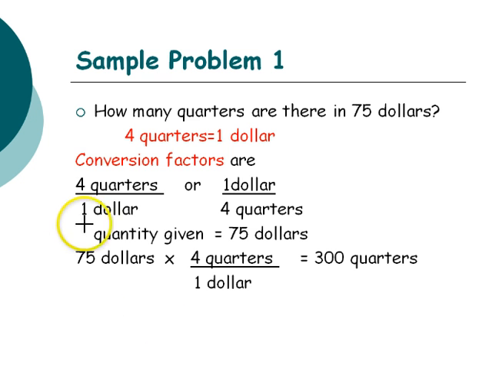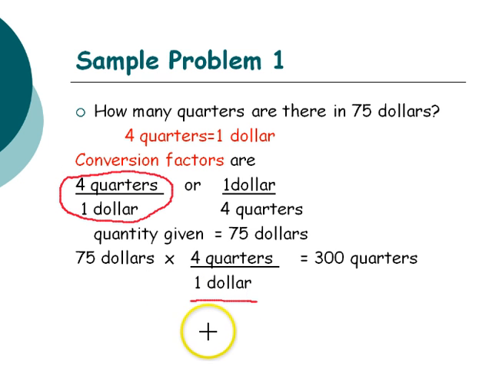Let me just circle it here. We wanted the dollars to cancel out, and so therefore, dollars cancel out. We're left with quarters, and we just do the math. Now notice we're above that line, so we multiply. 75 times 4 is 300. And so this would be our answer, 300 quarters.